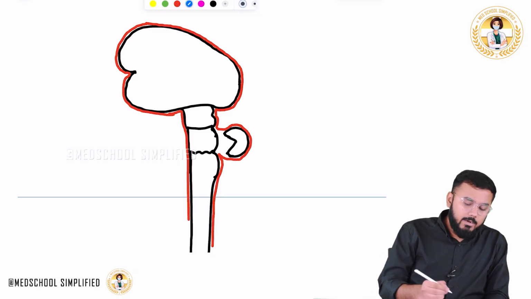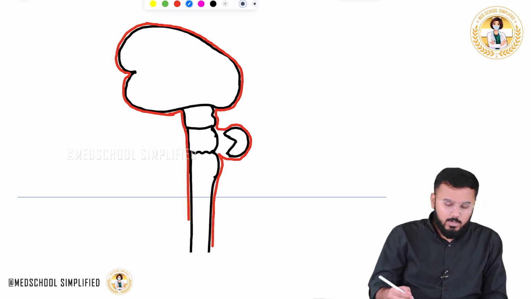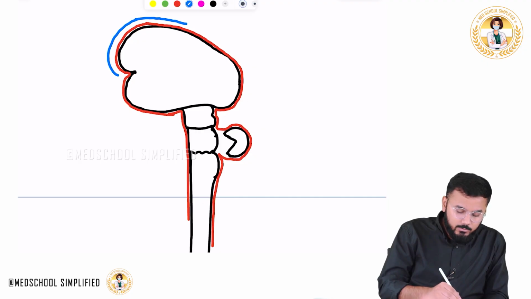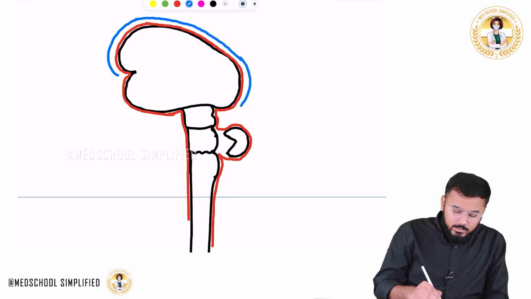Now after the pia mater, the next layer you have got is called the arachnoid mater. So let us see where this arachnoid mater is. You see this structure which I am drawing right now, this blue color line? This is your arachnoid mater.